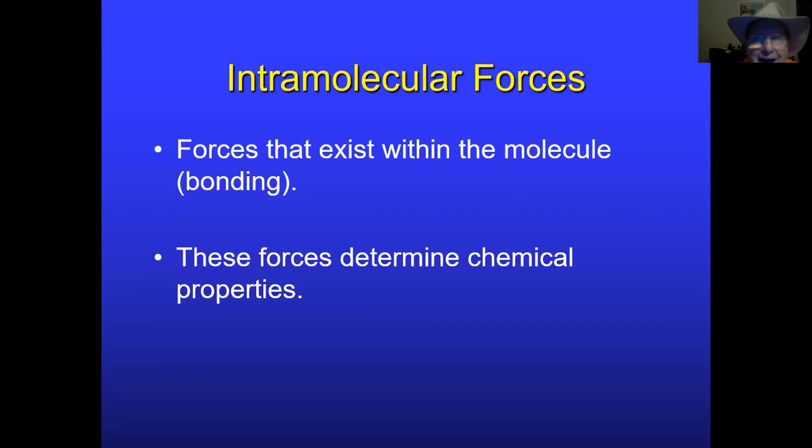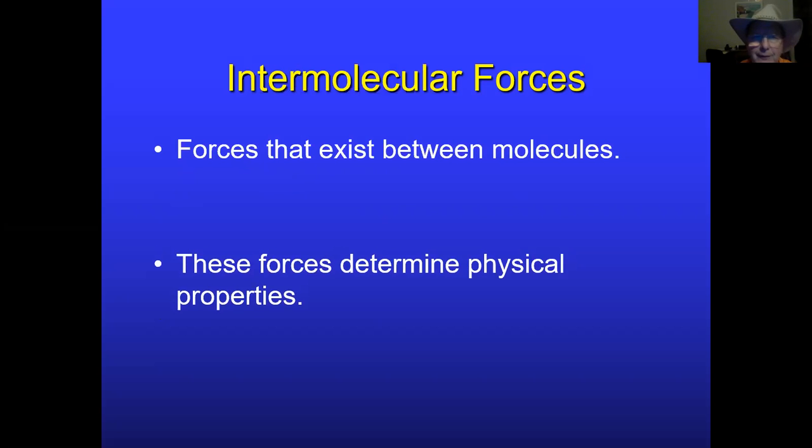And in order to have a chemical property, we got to break bonds, right? If we're breaking bonds, then we are dealing with the intramolecular forces. So intramolecular forces determine chemical properties. Inter are the forces that exist between molecules. Okay, these are the forces that determine physical properties.